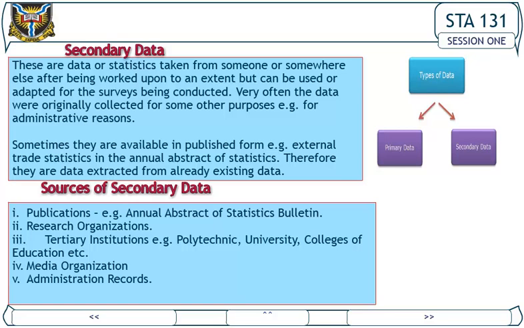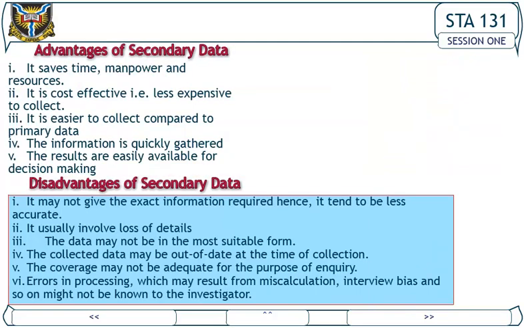Sources of secondary data. 1. Publications, e.g. Annual Abstract of Statistics Bulletin. 2. Research organizations. 3. Tertiary institutions, e.g. polytechnic, university, colleges of education, etc. 4. Media organization. 5. Administration records.